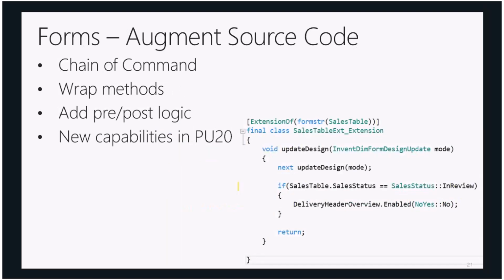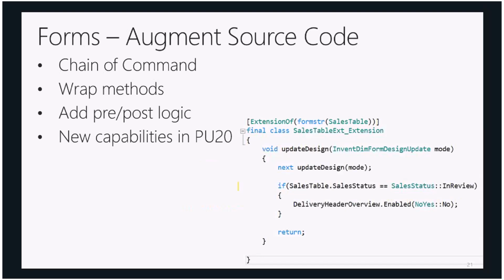Now, a powerful feature is to utilize the chain of command technique. This allows you to wrap methods in your own logic, or provides you the ability to write that same pre and post event handlers, as well as gives you access to protected member variables and methods. Now, there are new capabilities exposed in Platform Update 20 that make this even more useful for building solutions around forms. We will cover these in detail later in the talk.